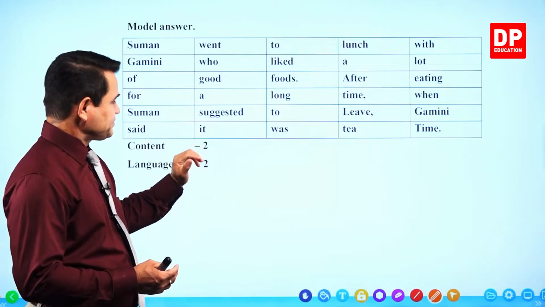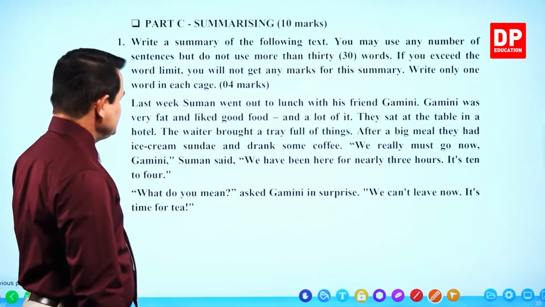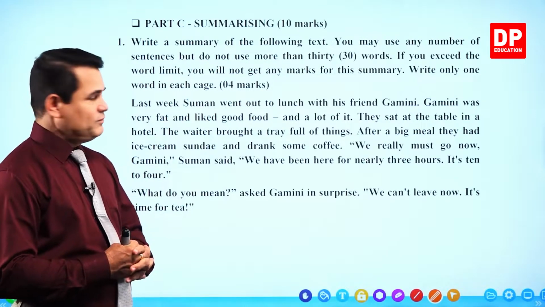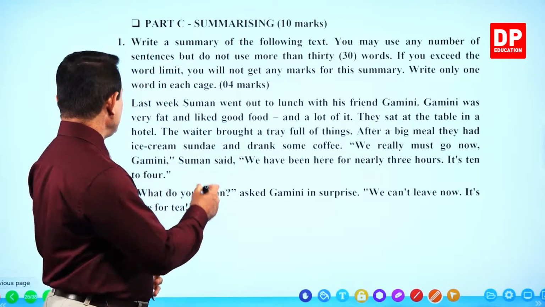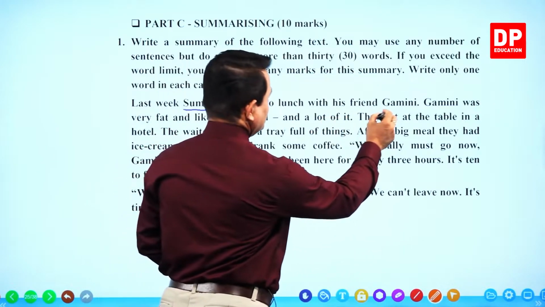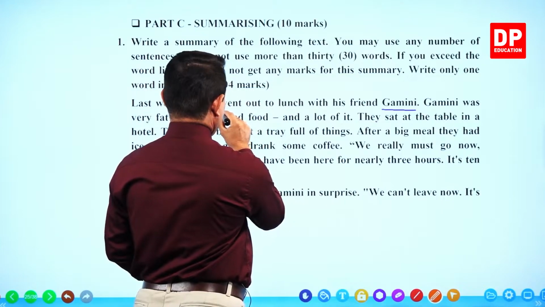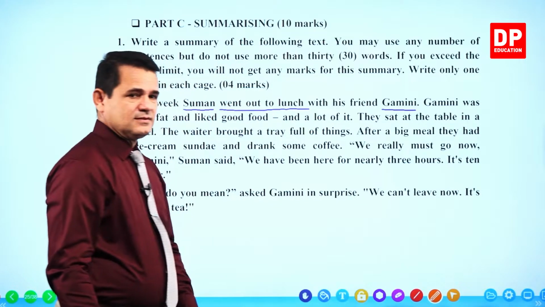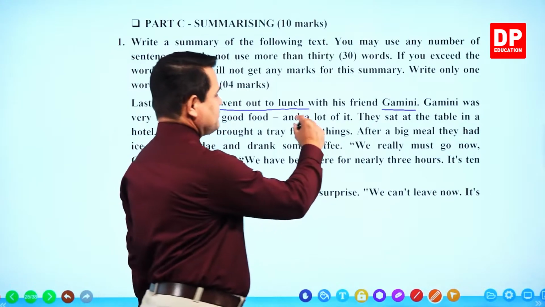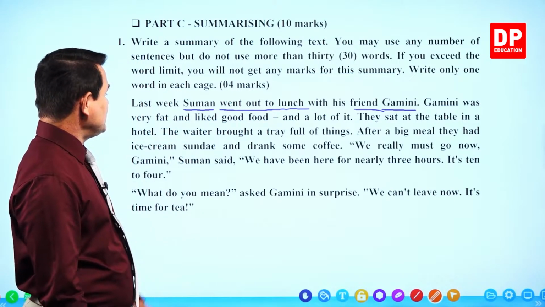Now you see what they have left out, making up the summary. Just have a look at this. Now you can understand what the words are that give us the main idea. You have to use these two names anyway. They went out to lunch, that is also important. Then Gamini, and also you have to tell that he liked good food.